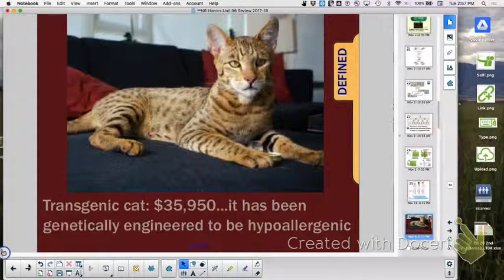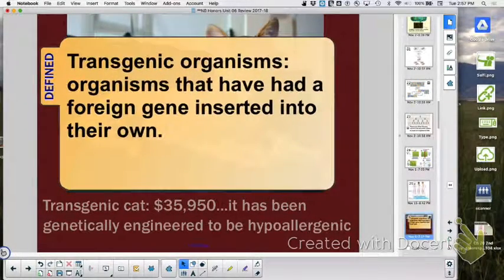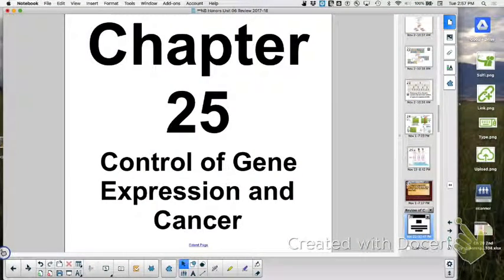Okay, transgenic cat, trans meaning change in the genes, transgenic cat. In this case, you've altered the DNA in the zygote somehow in order to make it so that you're not allergic to it anymore. And so when we look at what is a transgenic organism, it's organisms that have had a foreign gene inserted into their own. Okay, and that's the end of that.